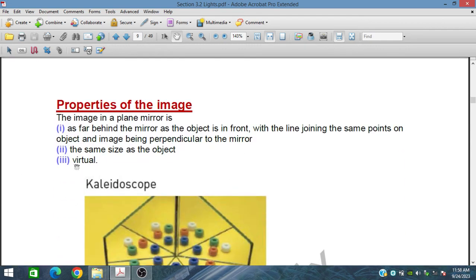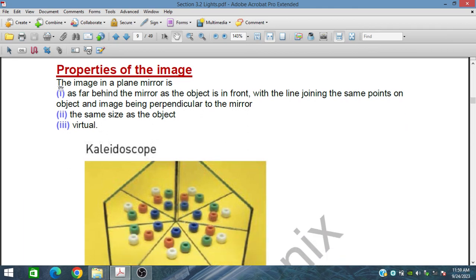Properties of the image. The image in a plane mirror is as far behind the mirror as the object is in front, with the line joining the same point on the object and the image being perpendicular to the mirror. So these are the properties of the image. It is the same size as the object. In a plane mirror, the image will be the same size as the object, and the image will always be virtual. And using these properties we form this kind of kaleidoscope.